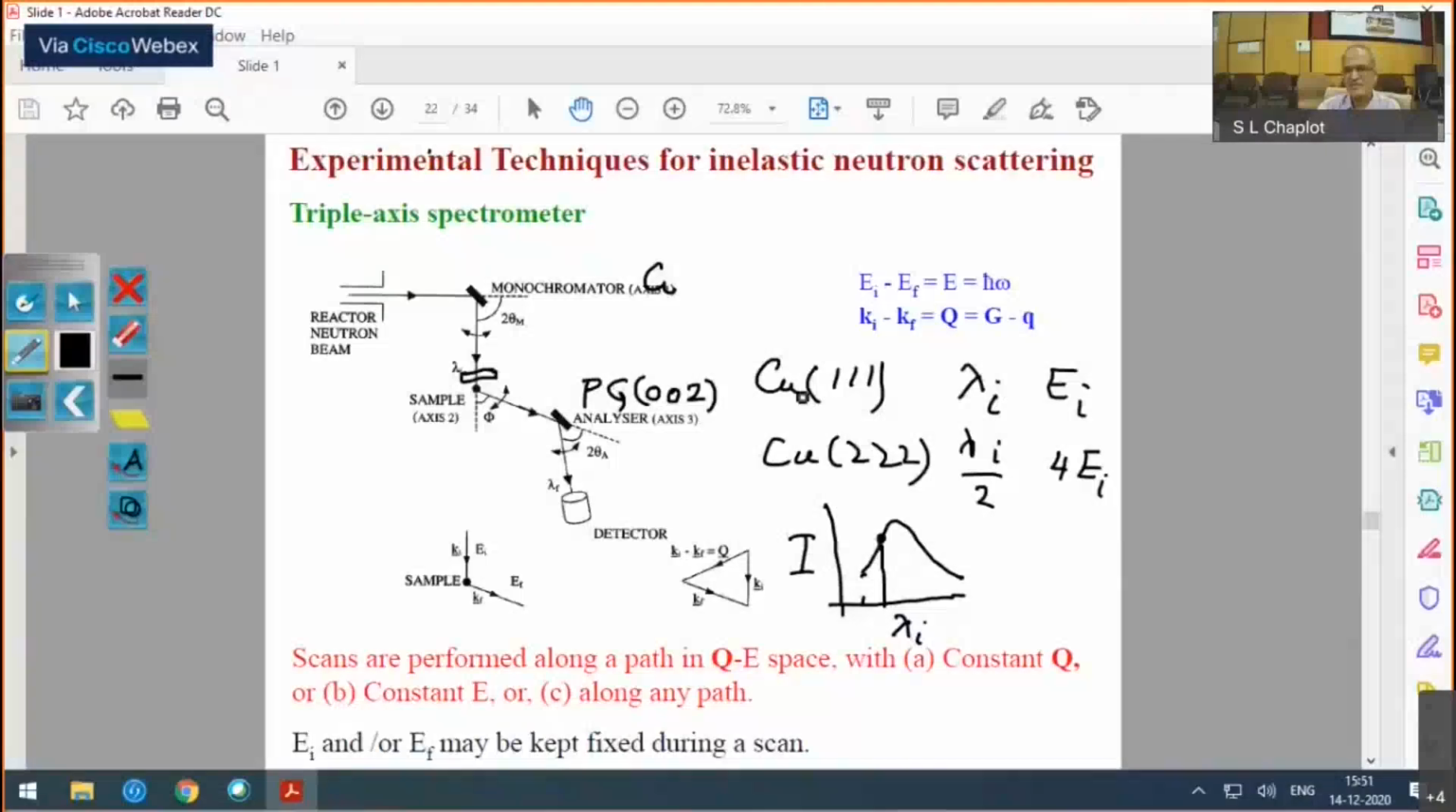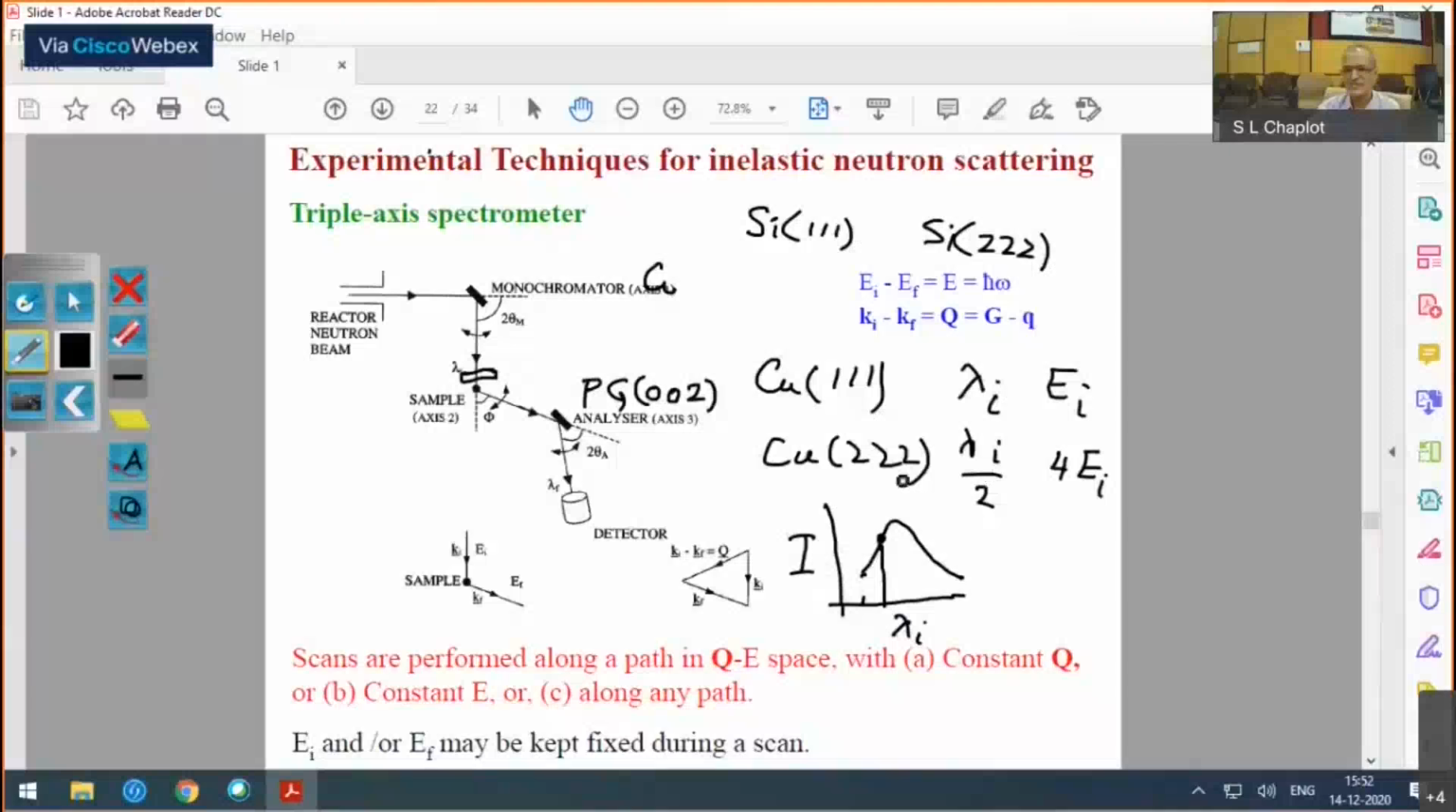A third option is, instead of copper, for example, if one uses silicon, say 111, then we know that by symmetry, silicon 222 reflection is absent. That's because silicon atoms are at 0 and quarter. So for silicon 222, the structure factor is 0, and so there will be no second order reflection.